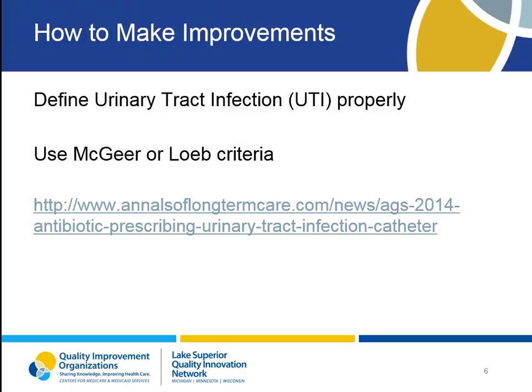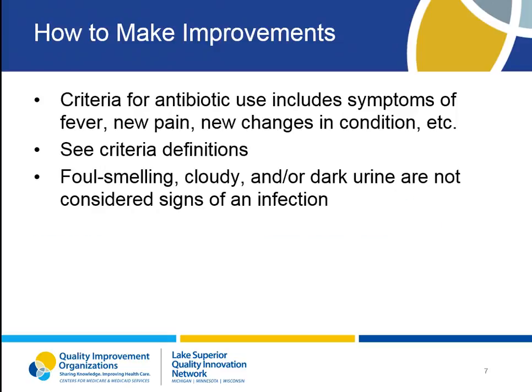So how can improvements be made? First, assure that urinary tract infections are being defined according to standardized criteria. Use the McGeer or Loeb criteria as a guideline. Further explanation can be found at this website. The Loeb and McGeer criteria define symptoms for when an antibiotic should be considered. Symptoms of fever and new pain are included. The criteria also indicate that foul-smelling, cloudy, or dark urine are not considered as signs of an infection.